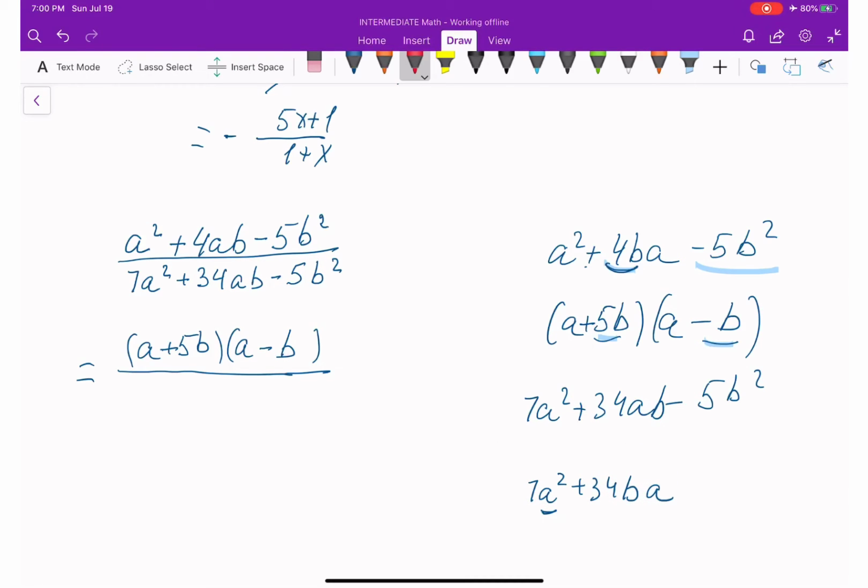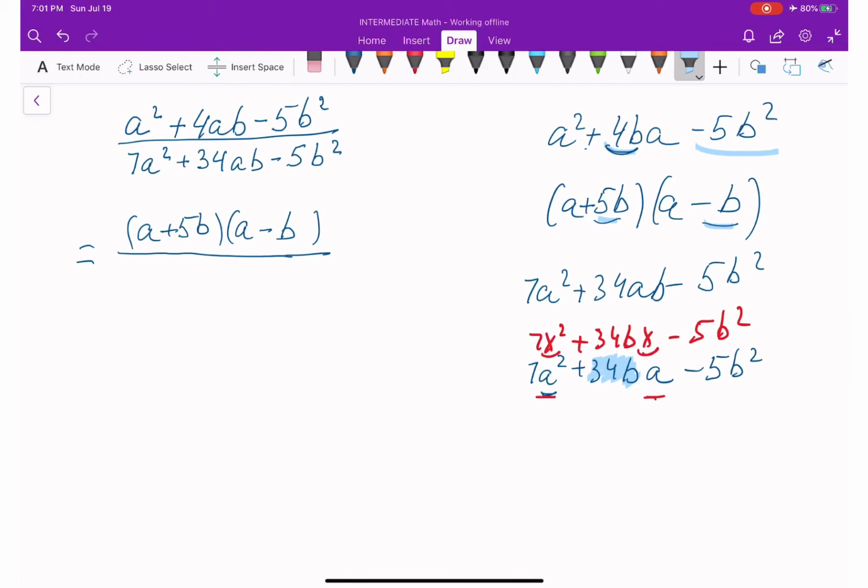So it's going to be 7a squared, and then plus 34bx, and then minus 5b squared. So our variable is going to be a squared, because if I represent it as an x, it's going to be x squared, and then a squared, and then a. And 34b is going to be our coefficient, right? Okay, let's see what we can do.